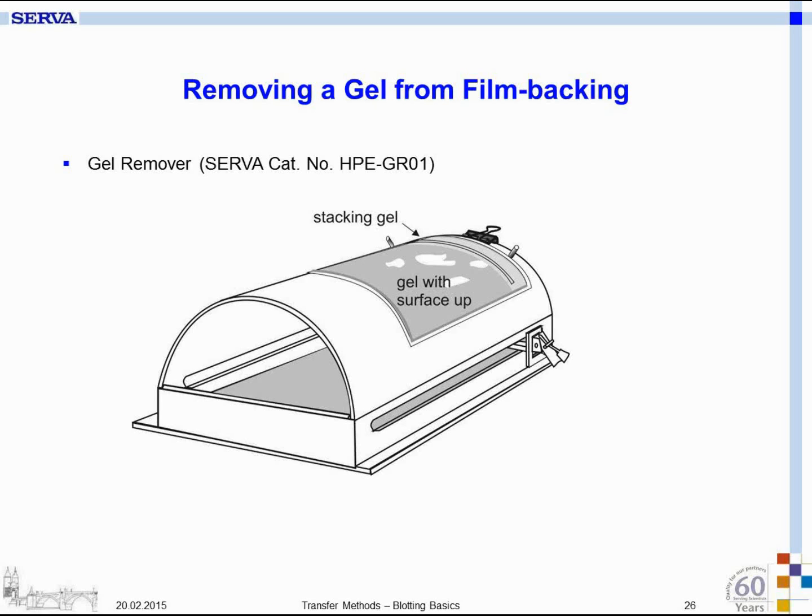Avoids breaking of the gel and swelling of the gel. But for blotting, this film is in the way, so it does not transfer the ions. So you have to remove it.